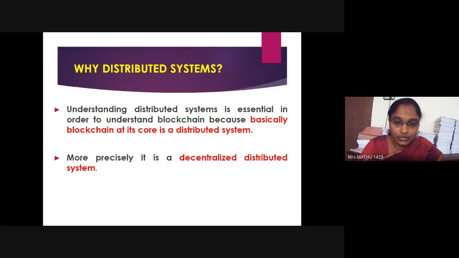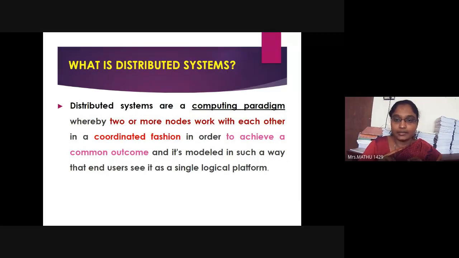Whereas in a decentralized system, there is no central authority to monitor things. The transaction happens only between the sender and the receiver. So blockchain technology is a decentralized distributed system. That is why we need to know what a distributed system is. A distributed system is a network where two or more nodes are connected with each other in such a way that they try to achieve a common outcome.